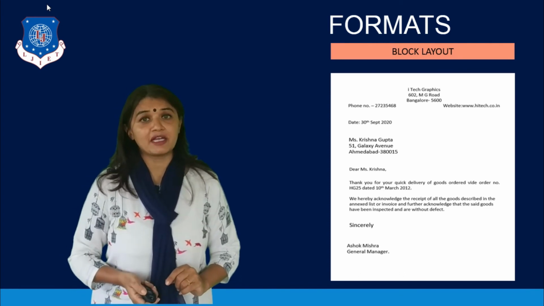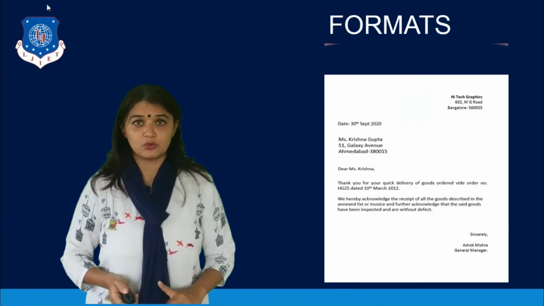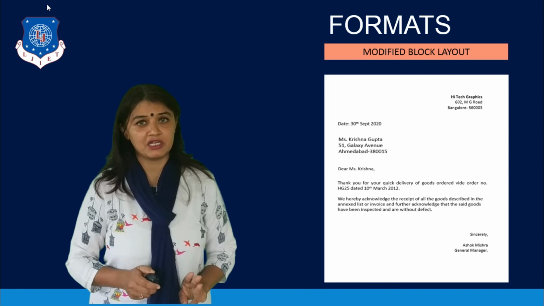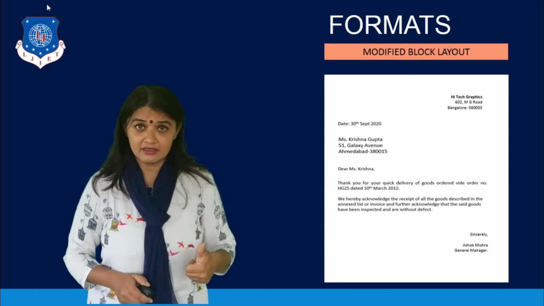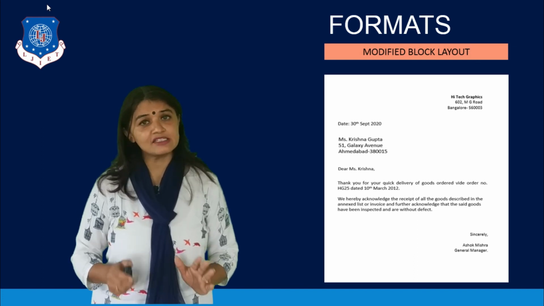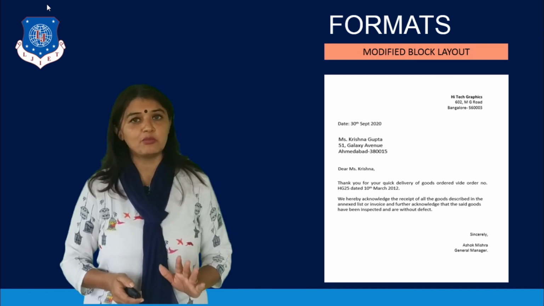Now the next format is the modified block layout. As you can see, 3 elements are justified to the right margin. That is the letterhead, the complimentary close, and the signature block. The rest is all the same as the block layout.